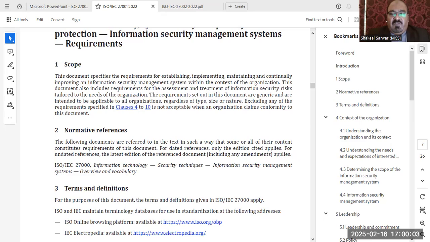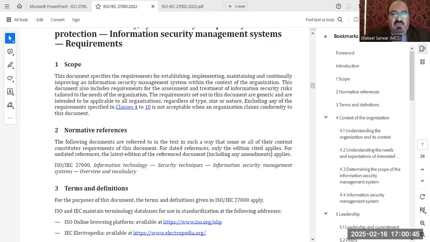The new high-level structure based on Annex SL for 27001:2022 is outlined as: scope, normative references, terms and definitions, and context of the organization, which has 4 subclauses: understanding the organization and its context, understanding the needs and expectations of interested parties, and determining the scope of the information security management system. Then we have leadership with 3 subclauses: leadership and commitment, policy, and organizational roles, responsibilities and authorities.